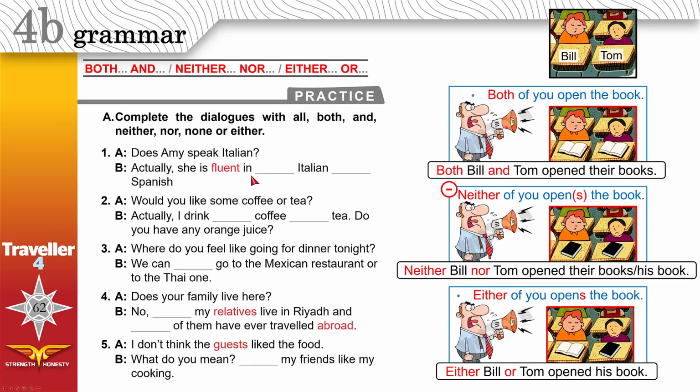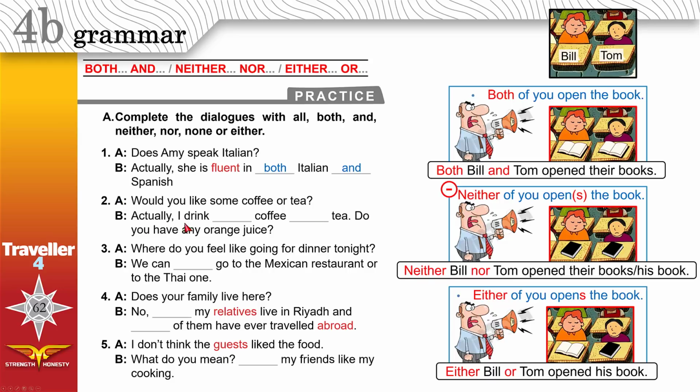Let's practice. Complete the dialogues with all, both, neither, nor, none, or either. Does Amy speak Italian? Actually, she is fluent. She speaks very well. Italian, Spanish. We have 2. That means we can't use all, we can't use none. She is fluent. She is very good. That means we will use both. With both we use and. Italian and Spanish.